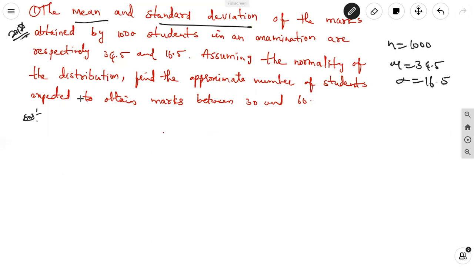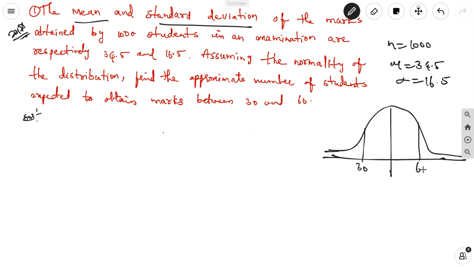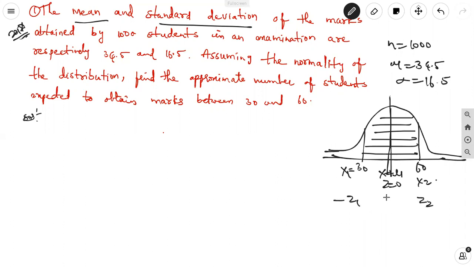Next, assuming the normality of the distribution, immediately we can draw the normal curve. Find the approximate number of students expected to obtain marks between 30 and 60. This is 30 and this is 60. In between these, this is the area we want. Here z is equal to 0 and x is equal to mu. This is x1, this is x2. From this, minus z1 and plus z2, measured from 0.